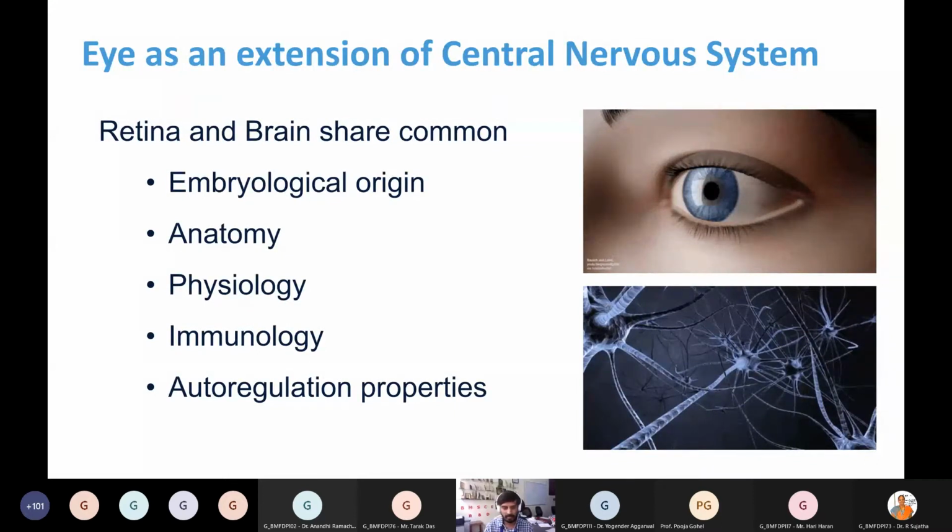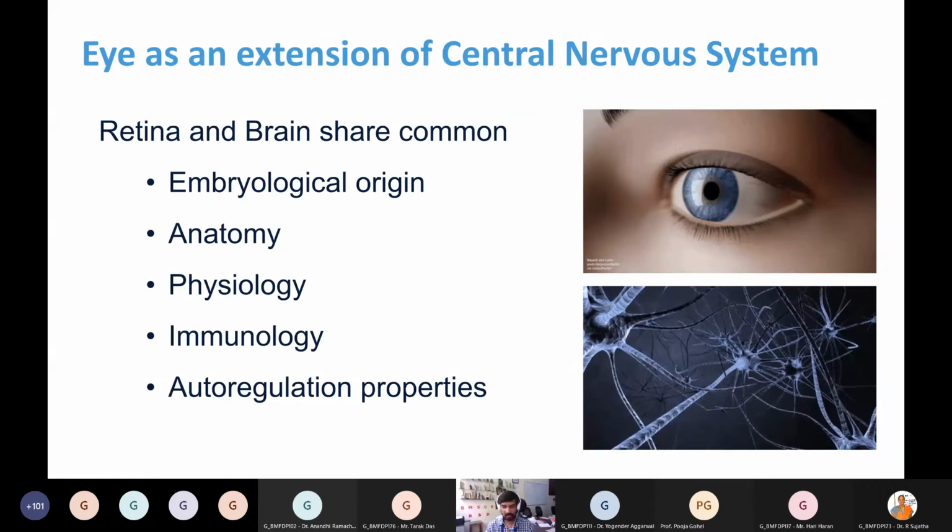During my PhD, one thing is brain is related to retina because there is a common embryological origin. The way it originated, the distance is very small. To tell in layman's terms, the eye is an extension of the central nervous system. So they share anatomy, physiology, immunology and autoregulation properties, like the correction mechanism. I wanted to explore if there is some relation which we can develop, especially in psychiatric patients.